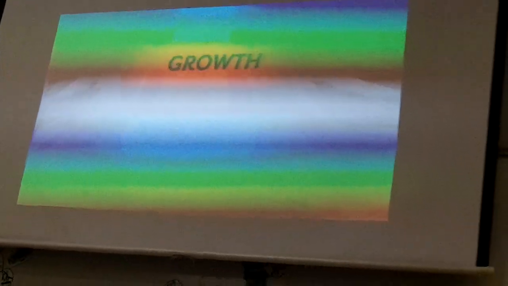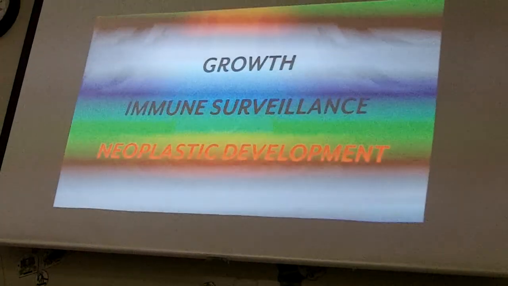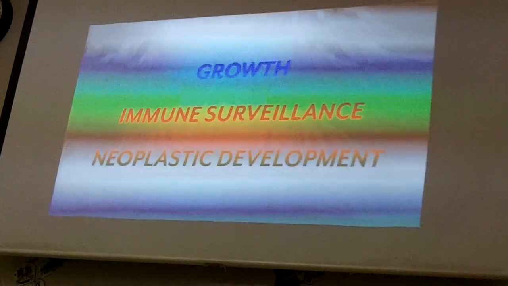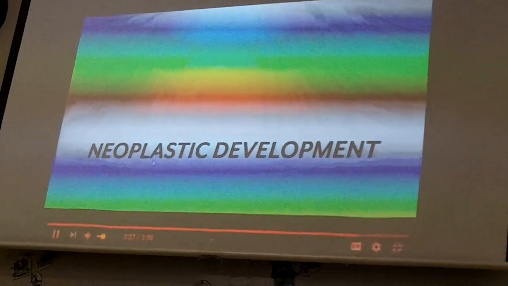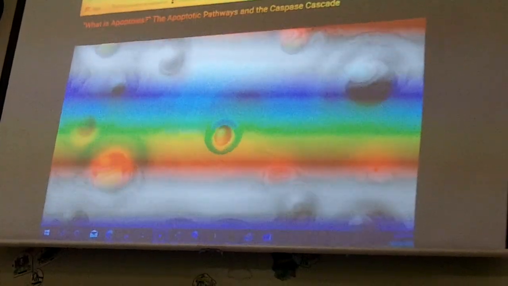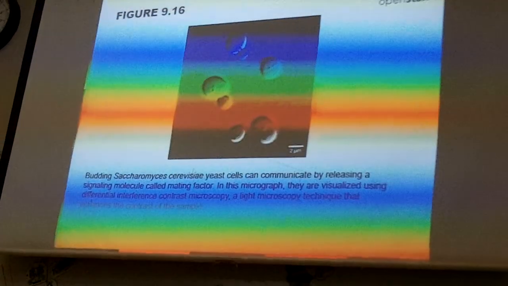Apoptosis plays a key role in growth, immune surveillance, and neoplastic development. In all of these processes, there can be abnormalities like too much or too little. Alright. After that. Pretty cool though. Cells can kill themselves. Nice.